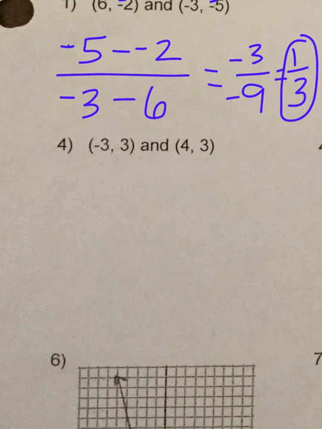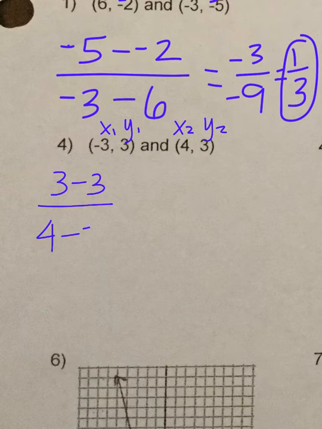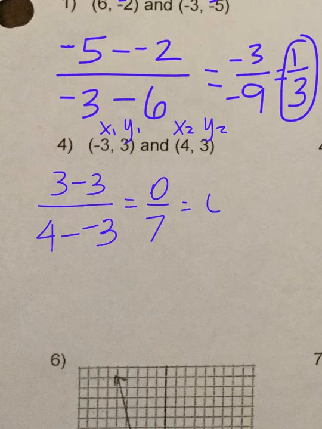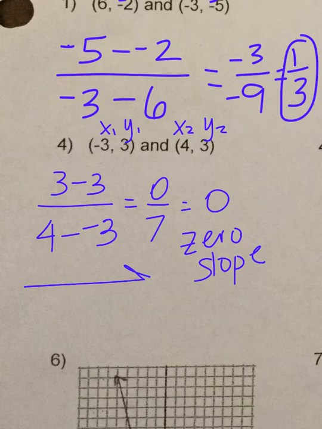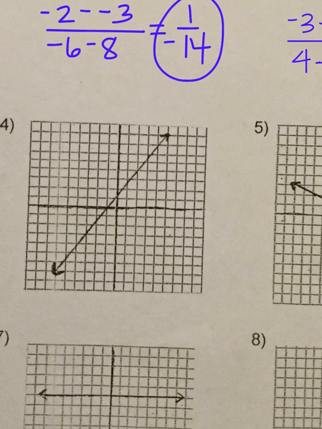All right. Number 4, x1, y1, x2, y2. 3 minus 3 over 4 minus negative 3. That gives us 0 over 7. Type that in your calculator, and it will give you a 0. That's fine. That has 0 slope. It means it's just a horizontal line. 0 is acceptable because it's 0 slope. If you get an error, it's undefined.